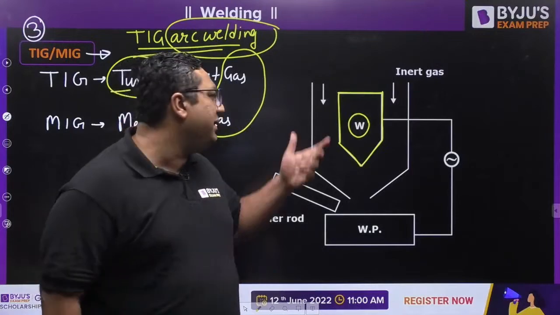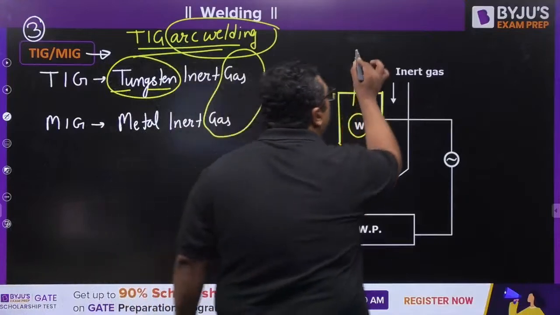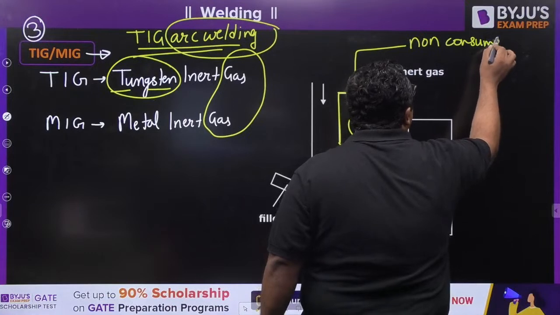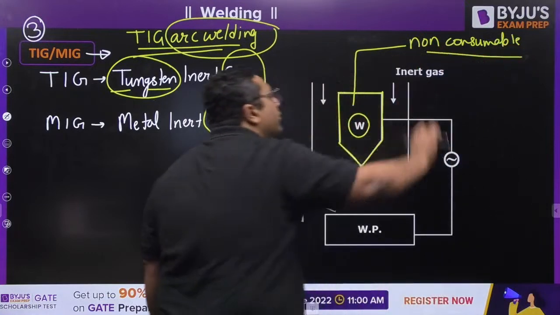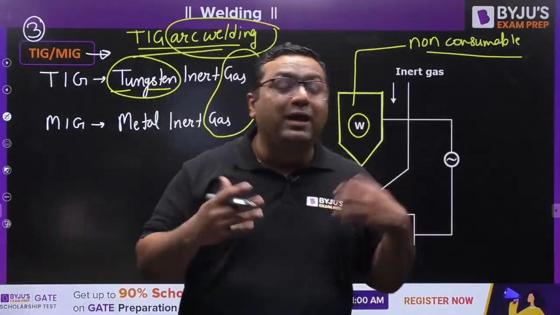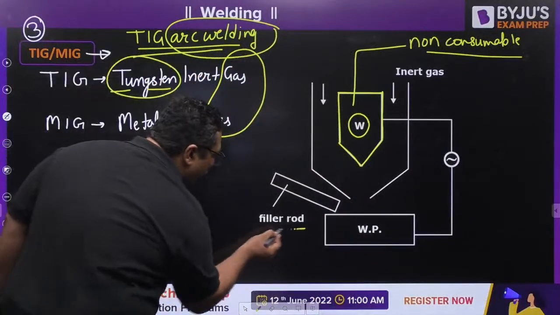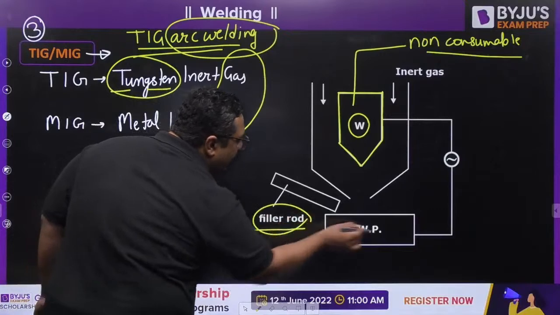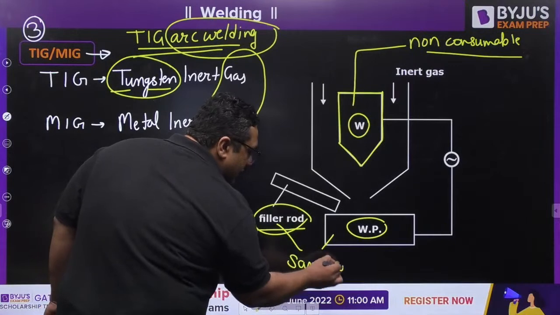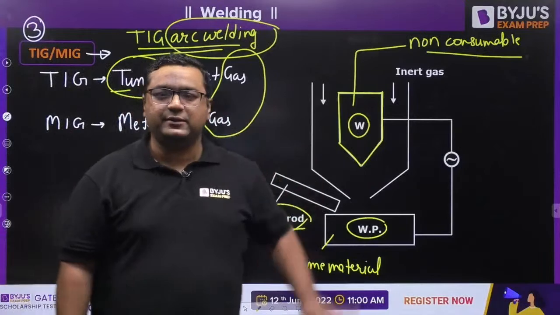So that's why we are making it non-consumable. This tungsten electrode is going to be non-consumable. When I say non-consumable, it is not going to be melted out. So when it is not going to melt out, who will provide the material for the groove? We need something to melt out and go inside the groove. So for that purpose, we are going to use some filler rod, and that filler rod and workpiece are made up of the same material.